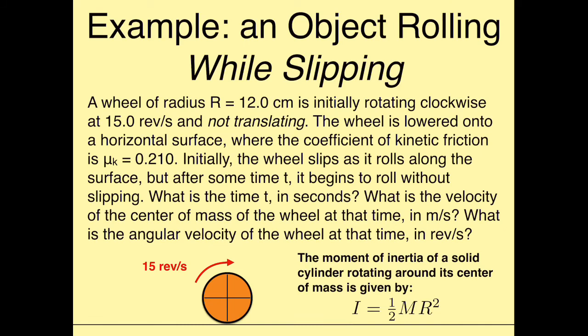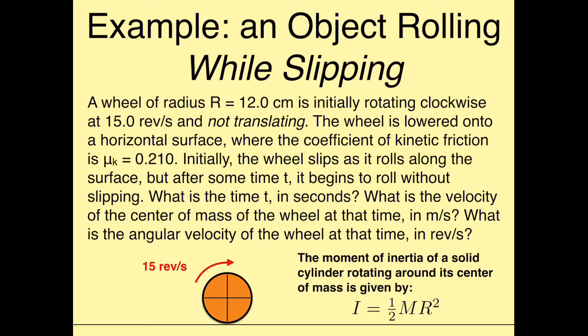So initially, once we lower the object onto the surface, the wheel is going to slip against the surface as it rolls, but at some time t, it's going to begin to roll without slipping. So what is the time t? How long does it take before it begins to roll without slipping? And at that time, what is the velocity of the center of mass of the wheel in meters per second? And what is the angular velocity in revolutions per second at that time?